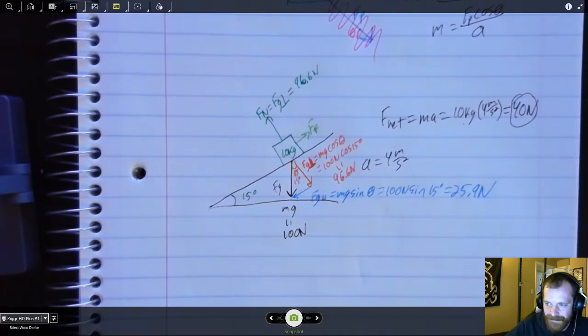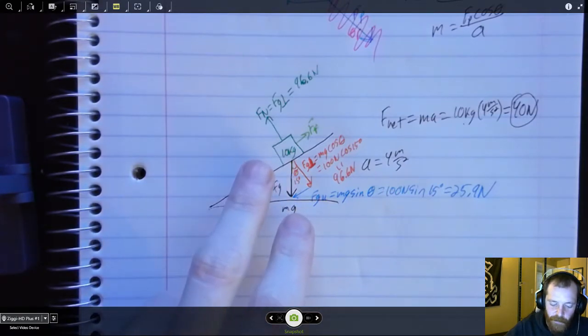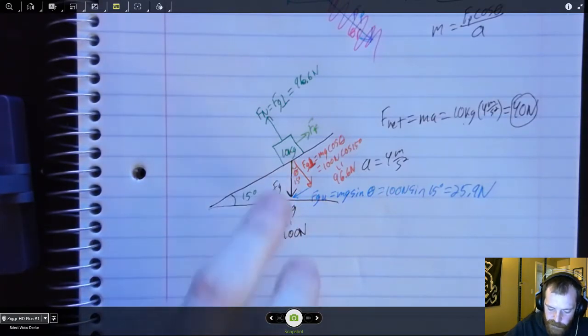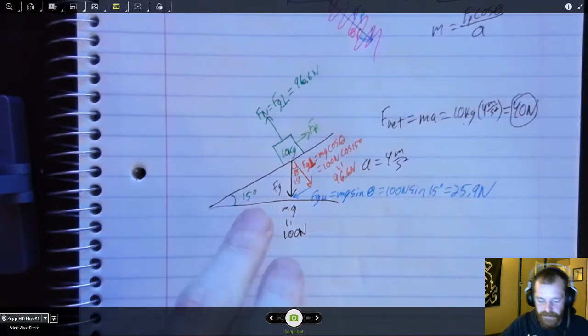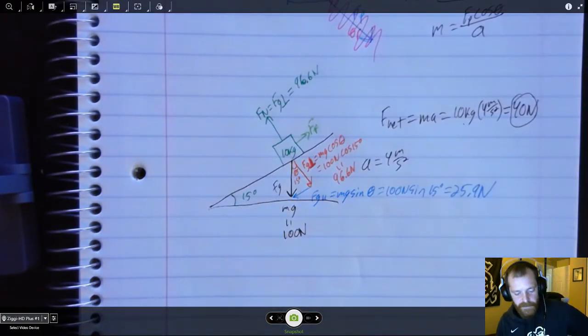Okay. So basically, what we can do now is figure out the acceleration of... No, wait, we already know the acceleration.